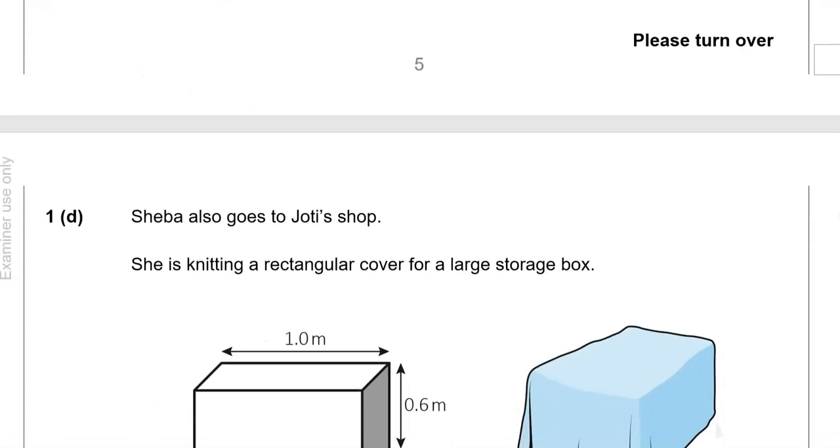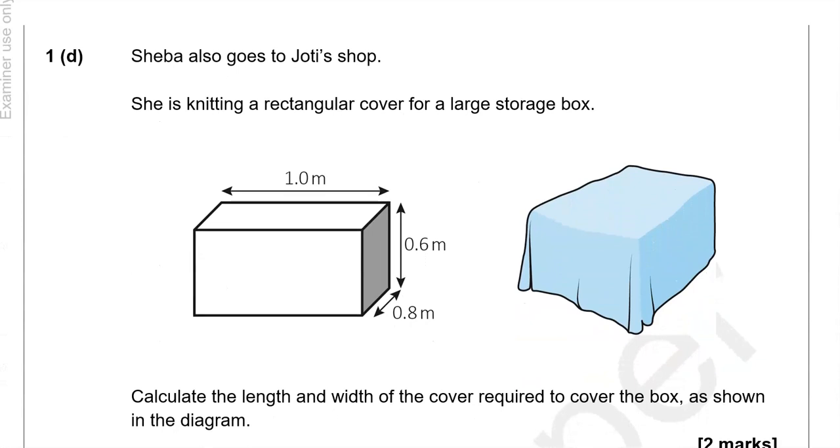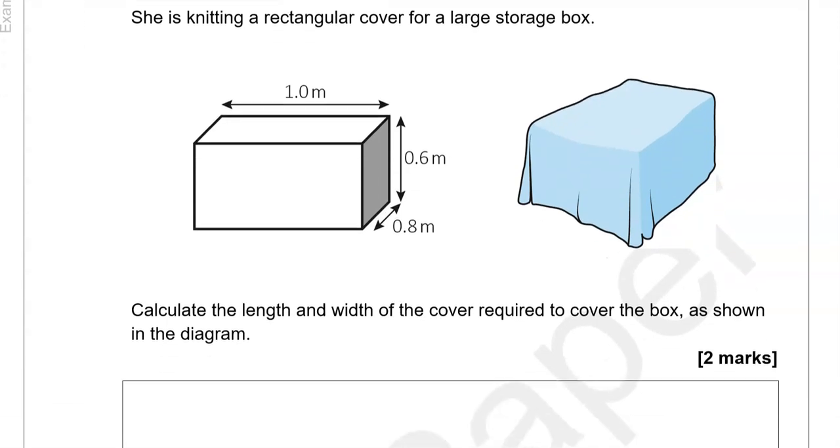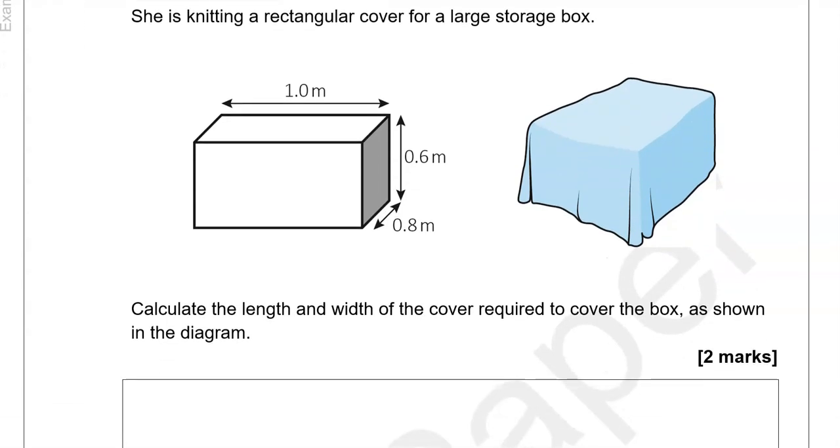Sheba also goes to Jotty's shop. She is knitting a rectangular cover for a large storage box. Calculate the length and width of the cover required to cover the box as shown. As you can see, there's going to be some overlapping area in terms of the cover, but it doesn't really matter. What matters is that it covers the whole box.